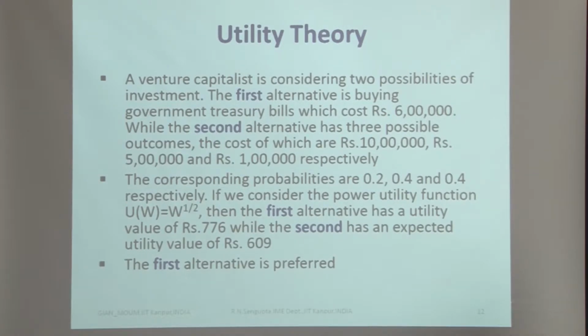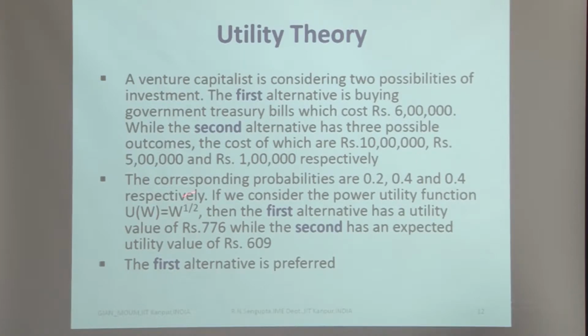multiplied by what is the probability? Probability is 1. So, your expected value would be square root of 6 lakhs into 1. In the second case, there are 3 arms. So, the 3 arms' probabilities are 0.2, 0.4, 0.4. For 0.2, the overall output which is going to come out is 10 lakhs.